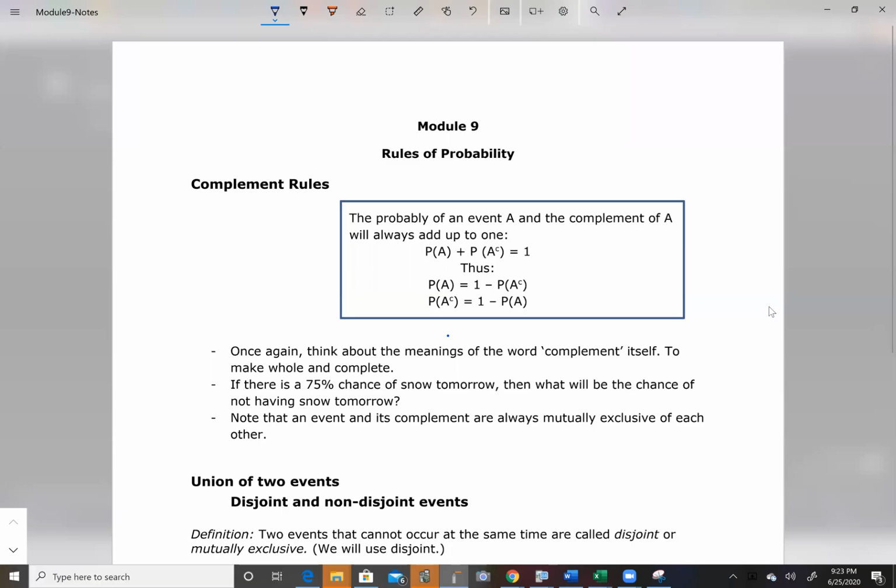All right, my favorite class, we're going to go over some rules of probability for Module 9. It'll be really quick. And don't forget you have your project also to be working on.